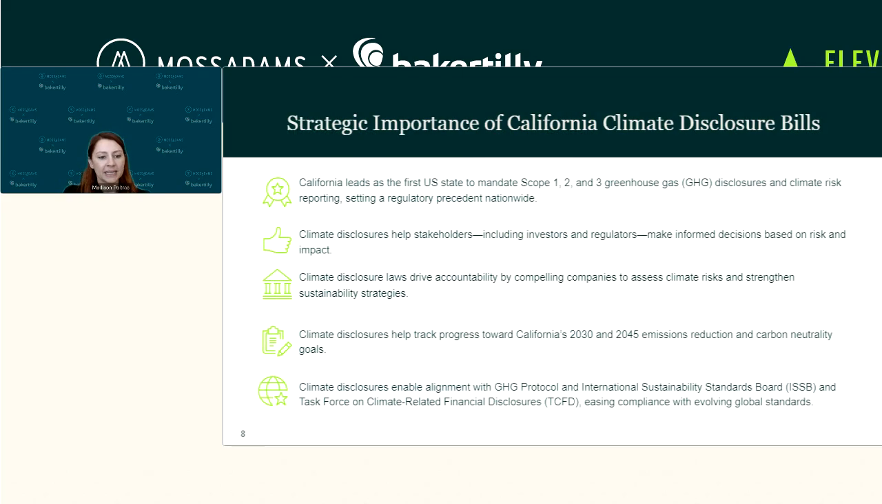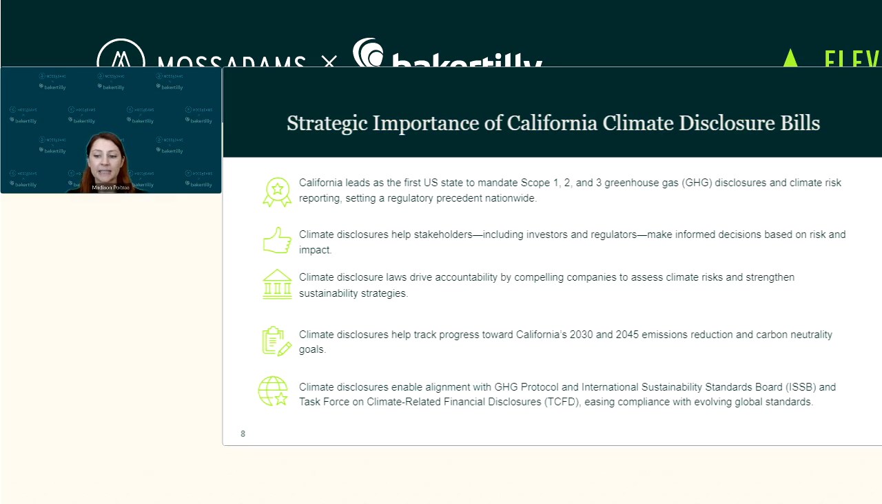Prior to jumping into each bill, we wanted to represent the broader regulatory and voluntary reporting landscape around these climate disclosure laws. First, it's important to note that California is now the first state in the United States to require companies to report their Scope 1, Scope 2, and later Scope 3 greenhouse gas emissions, along with climate-related financial risk. This sets a clear regulatory precedent that is influencing policy in other states.